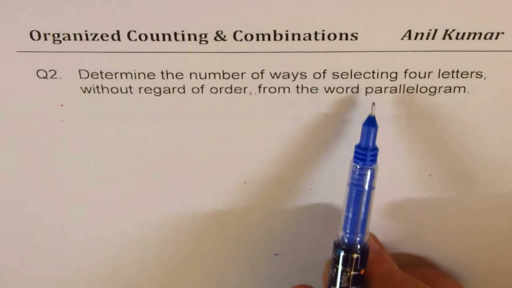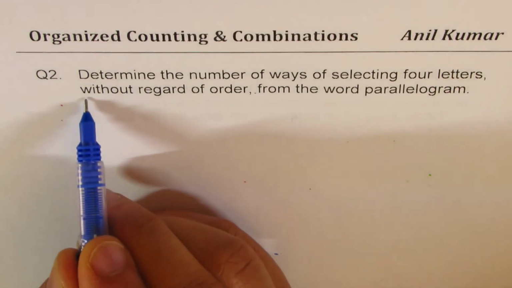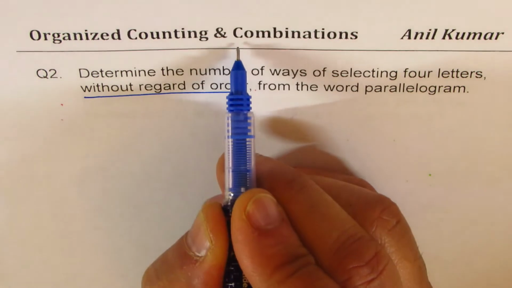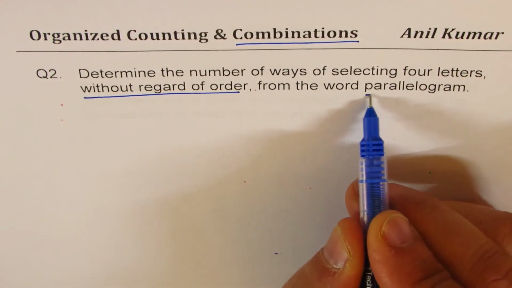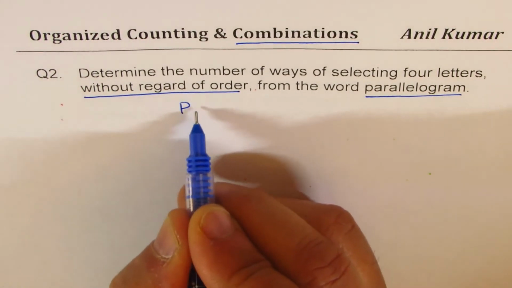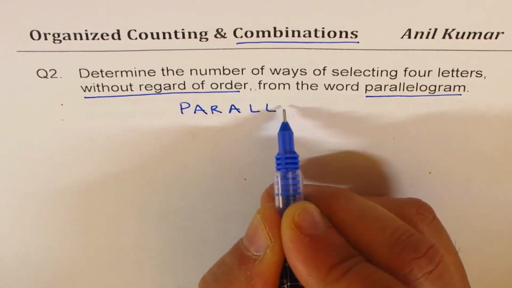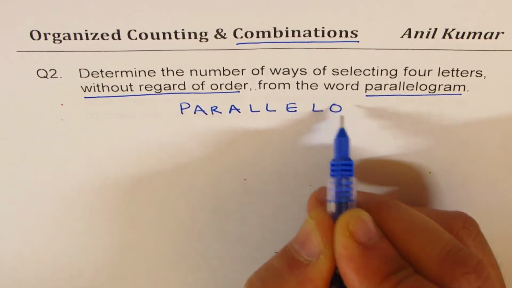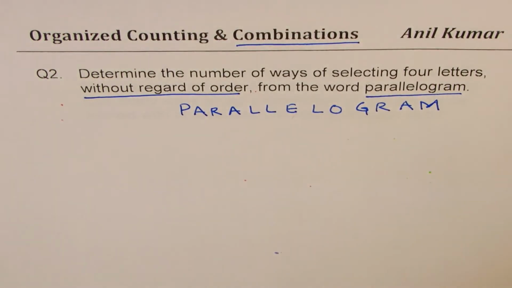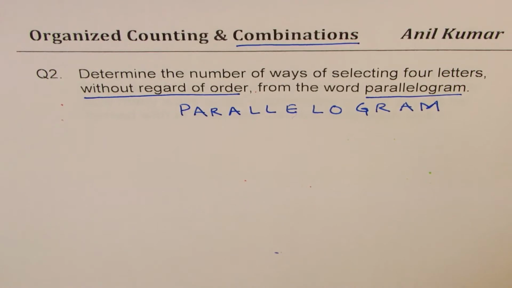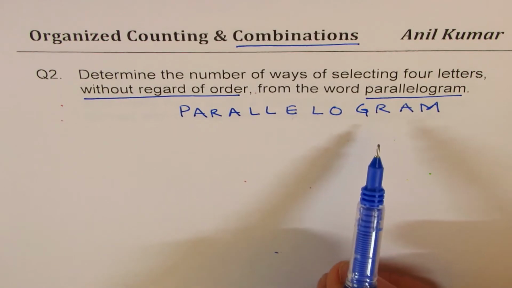Determine the number of ways of selecting four letters without regard of order. Now we are given without regard of order. That means combination, right? From the word parallelogram. So this is the word which we are considering. Let me rewrite this. So we have P-A-R-A-L-L-E-L-O-G-R-A-M. So whenever you have to make words from the given word, it's kind of important to count how many letters are there and what type of combinations you can make.